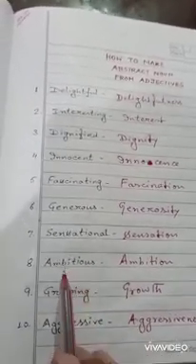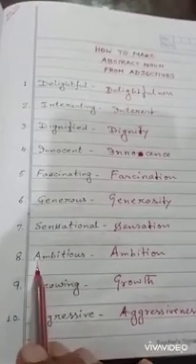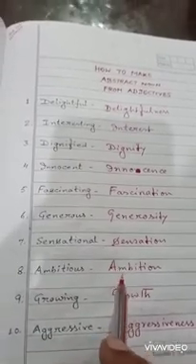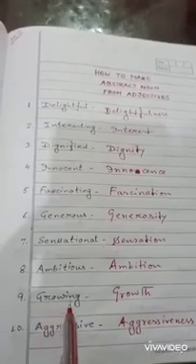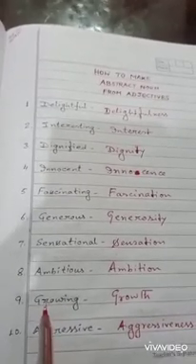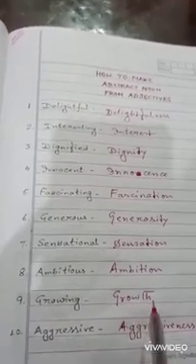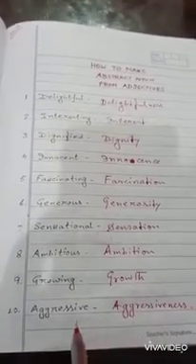Now see the eighth word I have written for you, ambitious. So what will be the abstract noun of ambitious? It will be ambition. Now ninth is growing. What will be the abstract noun of growing? It will be growth. So the abstract noun of growing is growth.